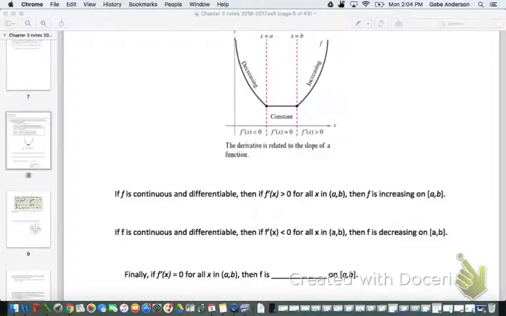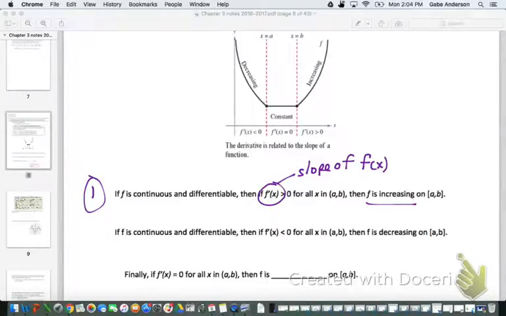Okay, so we're going to try to connect this graph with these statements down below. The first statement, statement number 1, says if f is continuous and differentiable, then if f prime is greater than 0, so of course that's positive, but let's remember what f prime stands for. F prime stands for the slope of f. It's saying if the slope of f is positive for all x in the interval a to b, then f is increasing.